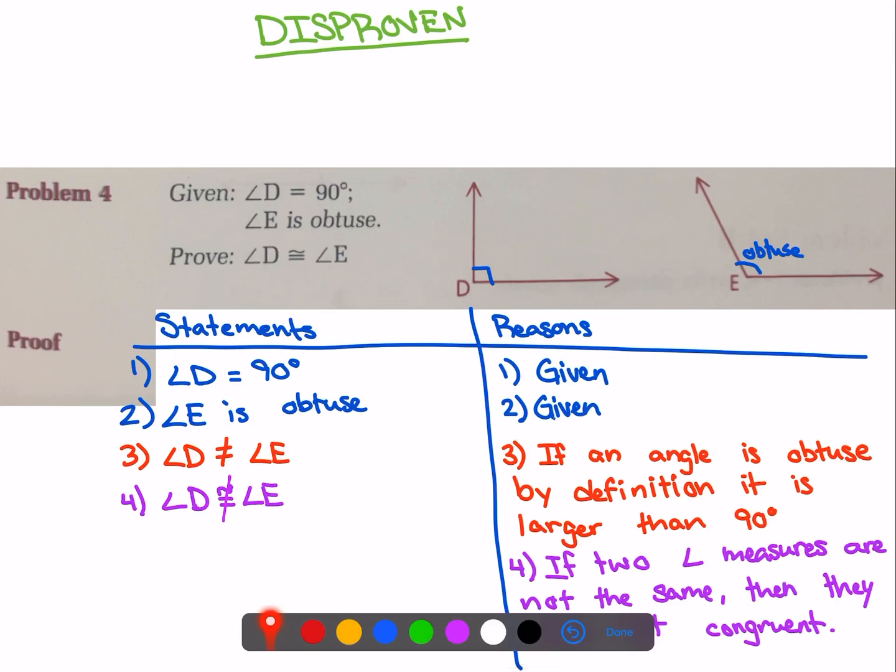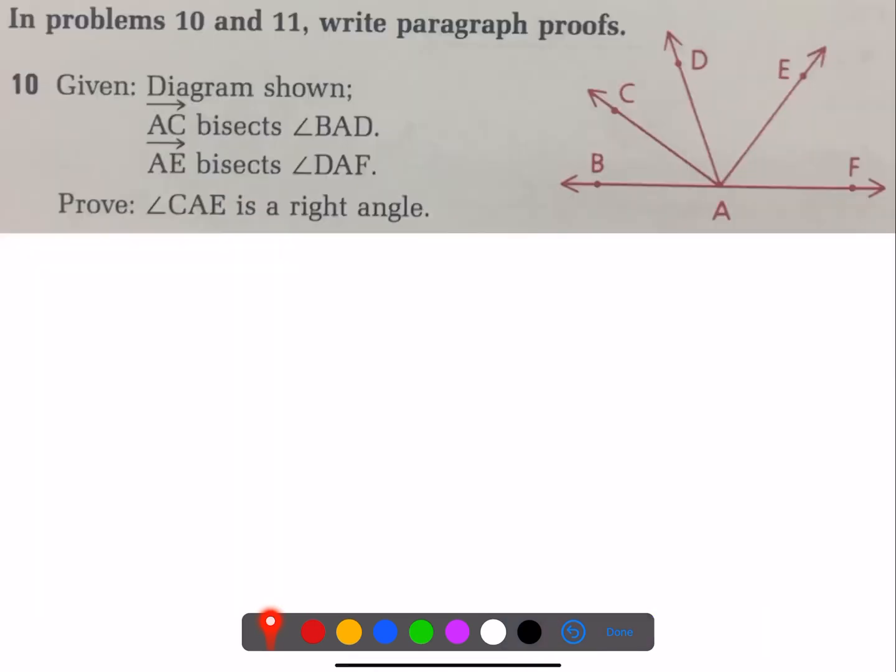Get used to paragraph proofs, but we'll be using lots of two-column proofs in this class. So make sure that you're familiar with both and you'll be good to go. All right, here's our final proof of the day. In problems 10 and 11, write paragraph proofs.